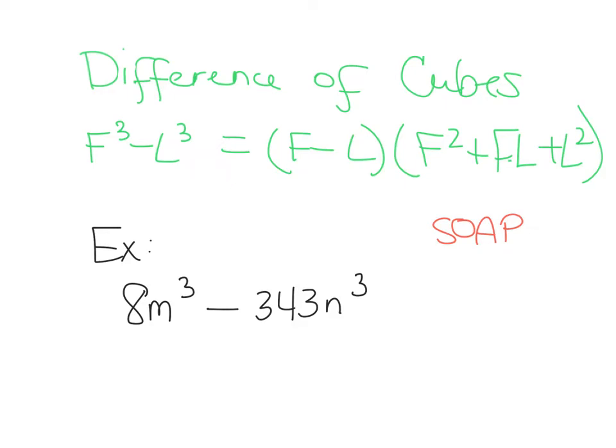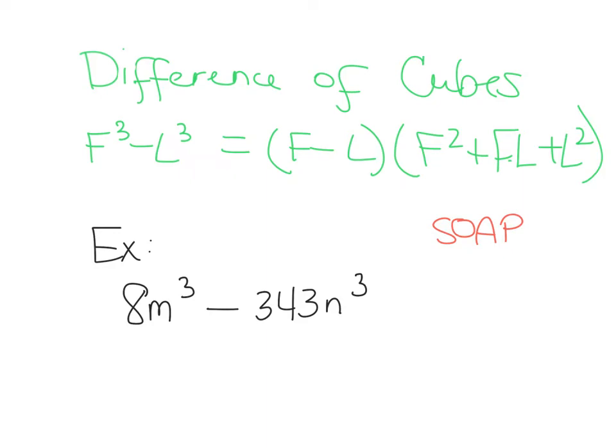Okay, so now let's talk about difference of cubes. Again, going back to our slide before, we always check to see if there's a GCF. If there is not a GCF, or if we take the GCF out and we have two terms, now we're going to see that we could also have something called difference of cubes, which would look like this: F cubed minus L cubed, which means that the first term is a perfect cube, the last term is a perfect cube, and it's subtraction, this sign, instead of addition. So what's the difference? Well, going back to SOAP, the formula is exactly the same.